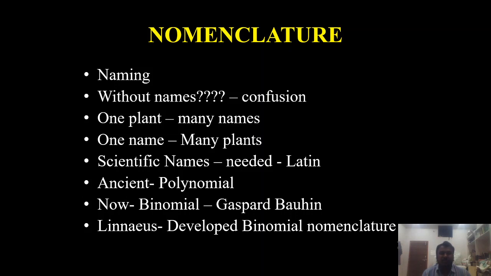So why are we going to name a plant? If there were no names for objects, plants or animals, there would be a lot of confusion in the identification of organisms. In vernacular or local languages, for one plant we have many names, and one name for many plants.